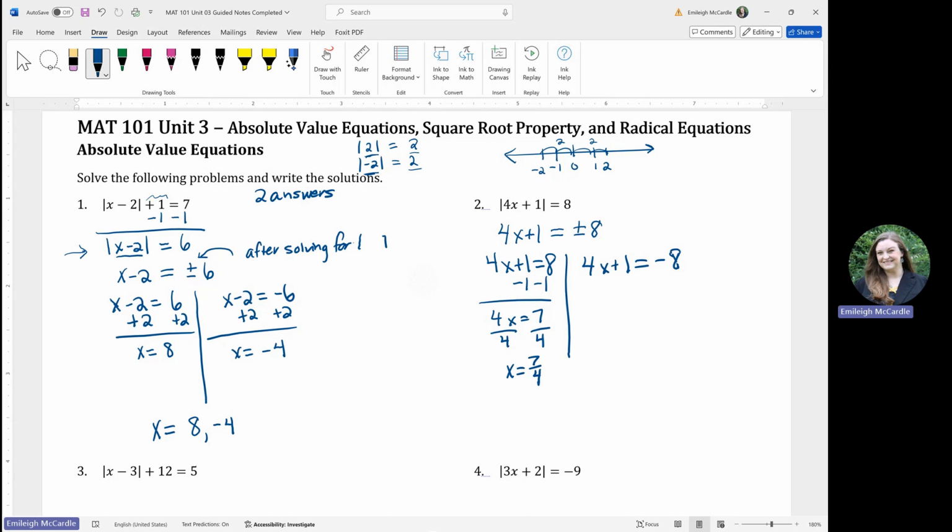Doing the same thing on the right-hand side, subtract 1 from both sides. That's 4x equals negative 9, and divide by 4 gives me x equals negative 9/4. And again, we're writing our answer as a list, so this would be 7/4, comma, negative 9/4.